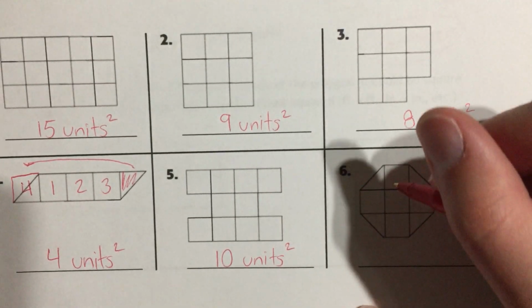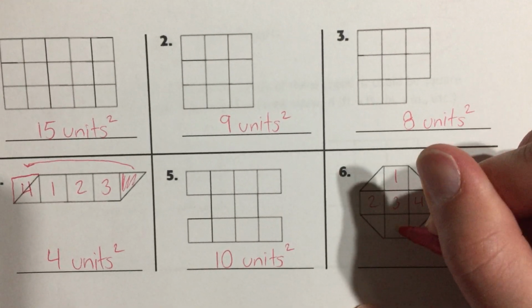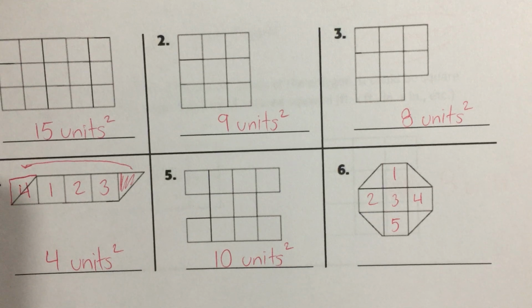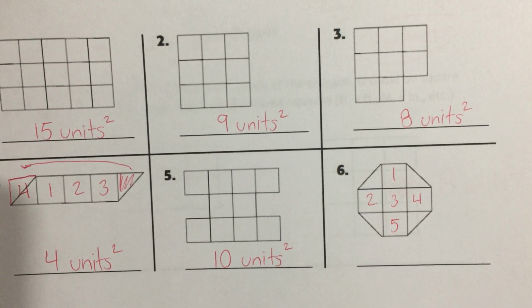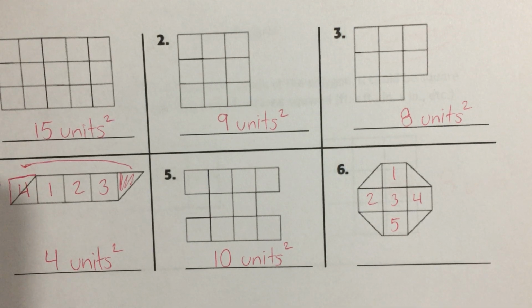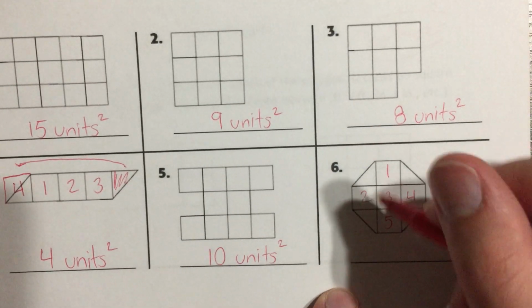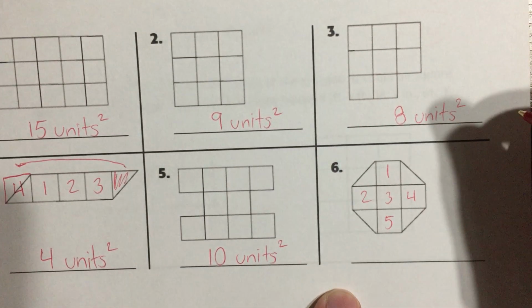And the same thing down here. Let's count the squares first. We have 1, 2, 3, 4, 5 squares in that shape right there, which if we counted the sides, there are 8, so it's an octagon. Just like an octopus that has 8 arms, an octagon has 8 sides. But we have 5 squares already. But then we have these triangles that we have to deal with.